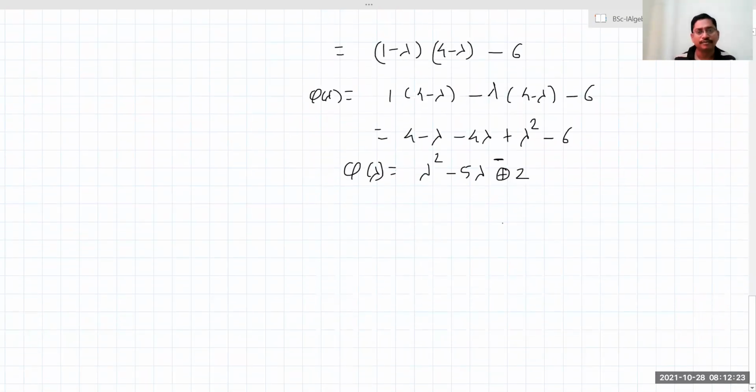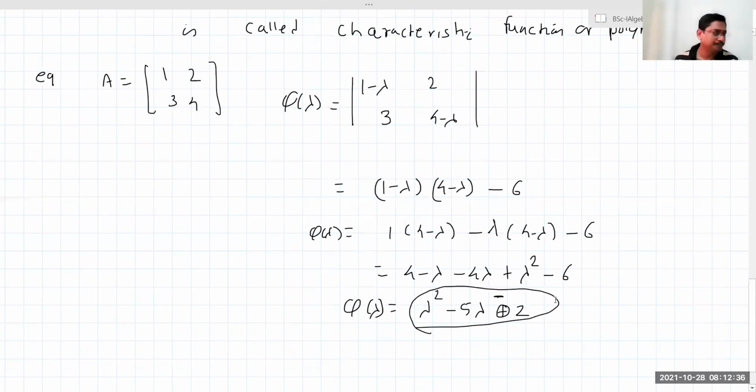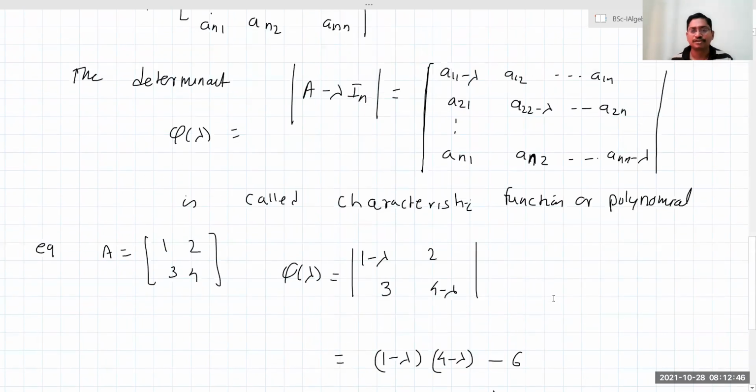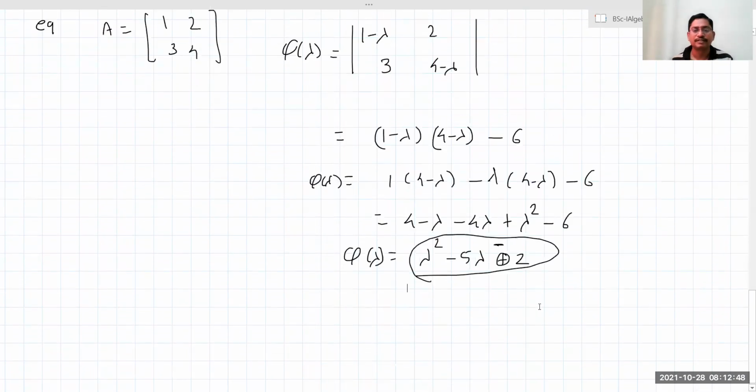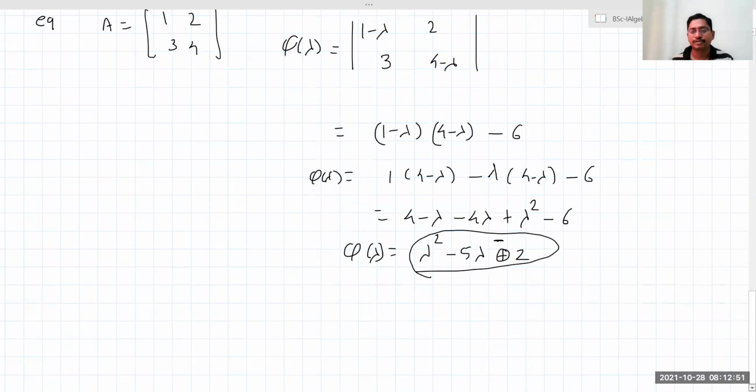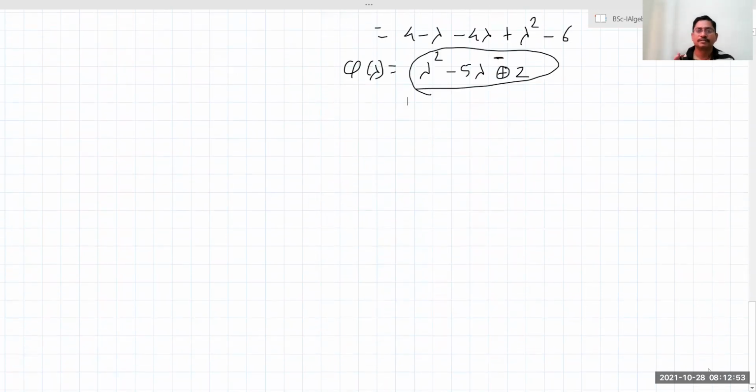Now this is just a term, it is not an equation. But when I equate this to 0, that means for what lambda this becomes 0, then it is referred to as the characteristic equation. There is a difference between a function and a polynomial here. This is the characteristic function. But if you equate this to zero, that means it is an equation. Otherwise you are just writing something.